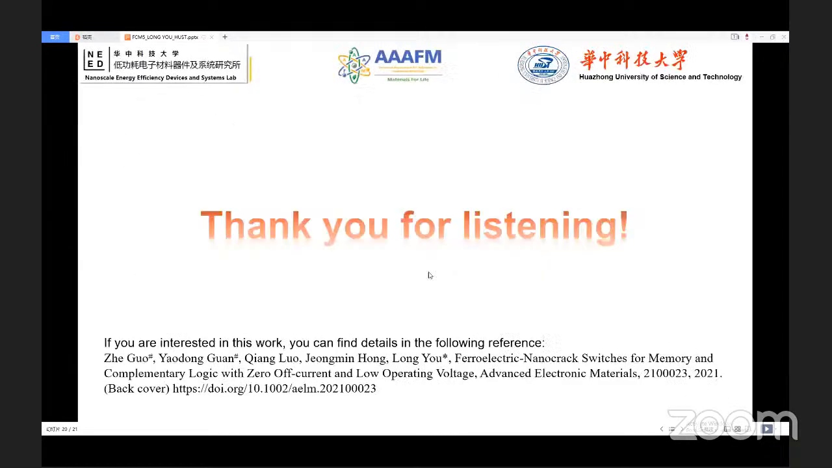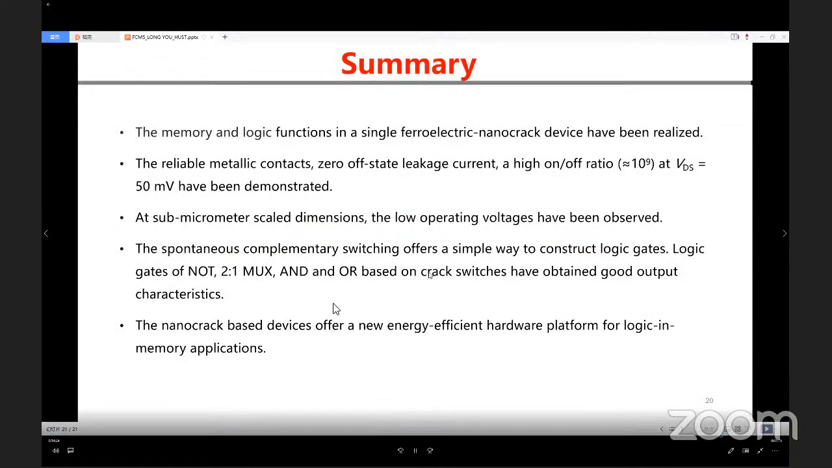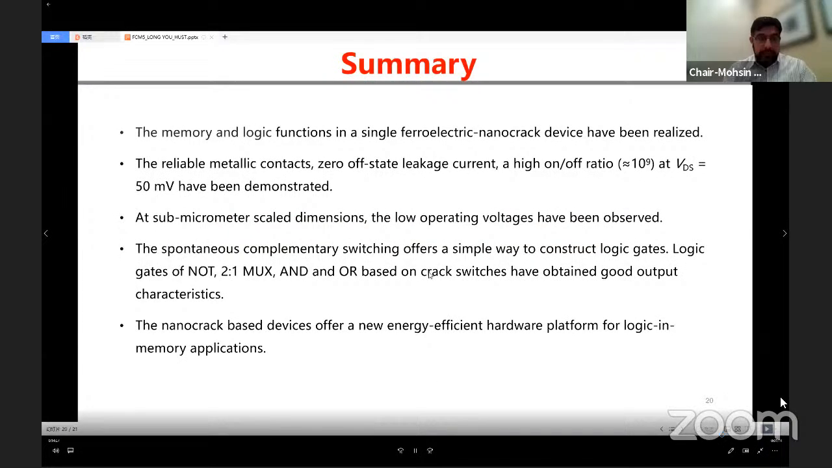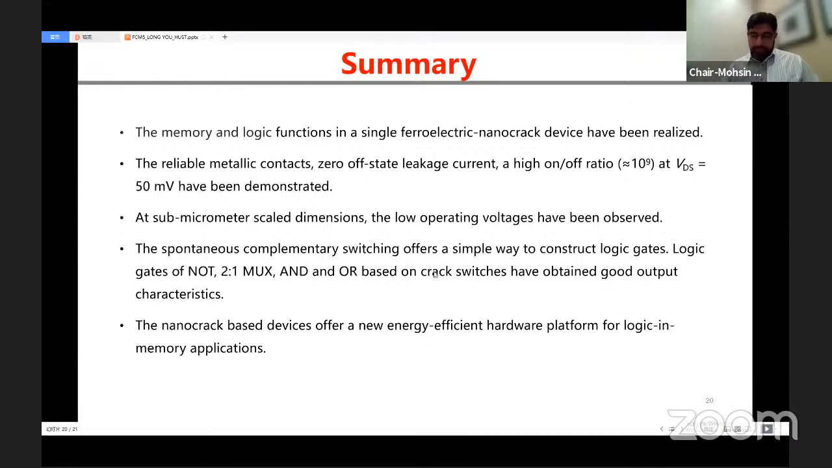As a summary, in this work, we have condensed the memory and logic functions in a single piezoelectric nano-crack device. A reliable metal-like content is confirmed by comparing the conductance before and after the crack is induced. A zero-offset leakage current is obtained due to the ideal cut-off characteristic of the crack. Thus, a high on-off ratio has been demonstrated.